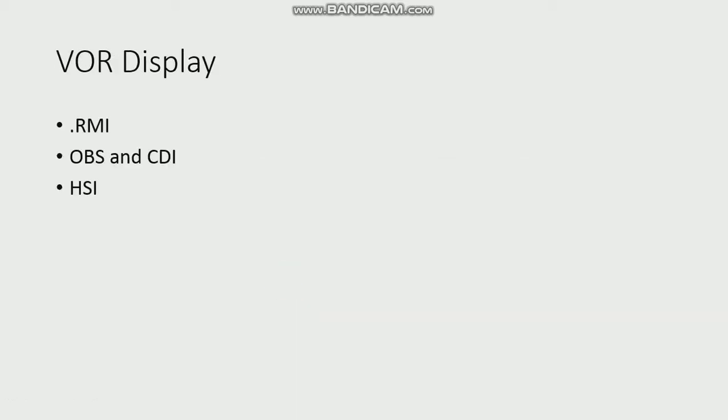So, what is the display from the VOR, or what are the instruments that rely on the VOR? One is the RMI, and second are the OBS and CDI, and the HSI. RMI stands for radio magnetic indicator, OBS is the omni-bearing selector, and CDI is the course deviation indicator. HSI stands for horizontal situation indicator.